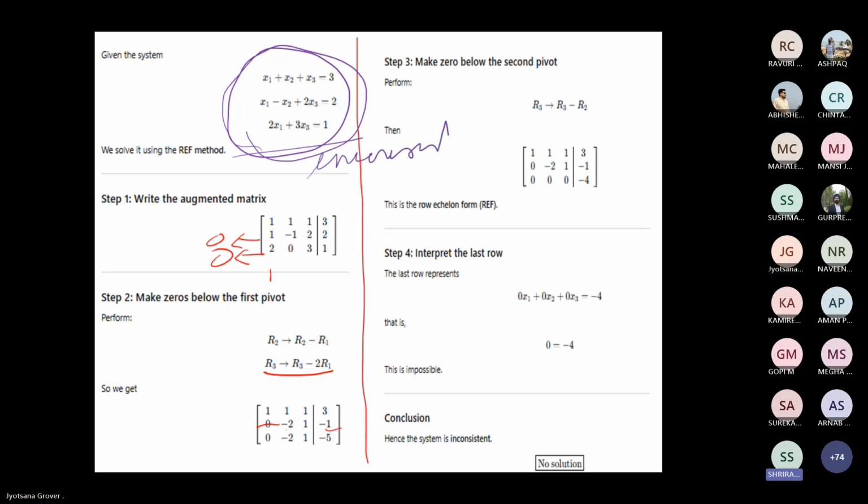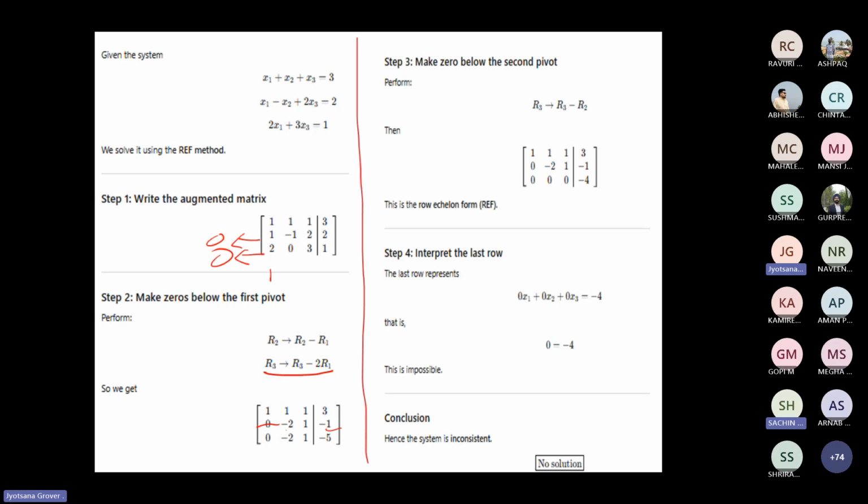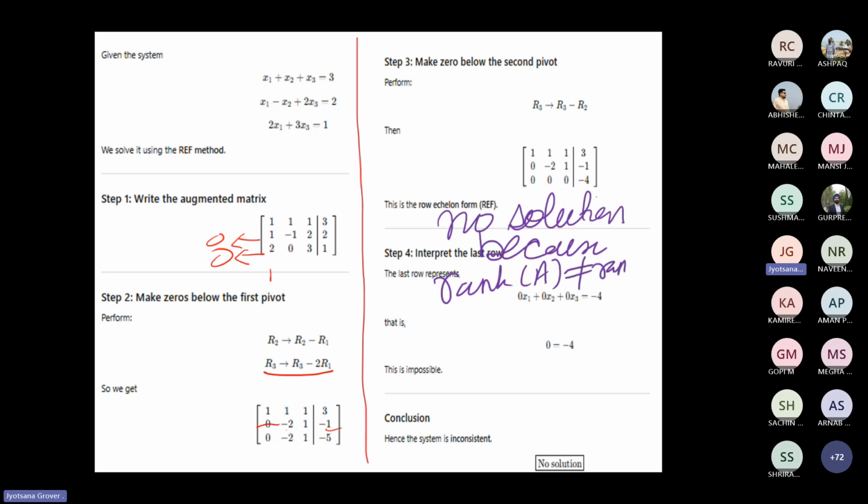So what if the rank is matching? Then do we just conclude there, or do we go further? I'll show you in the next example. I think there are only 3 possibilities, right? No solution, infinitely many solutions, or a unique solution. Yes. So here you have a no solution scenario because the rank of A is not equal to the rank of the augmented matrix [A|B].